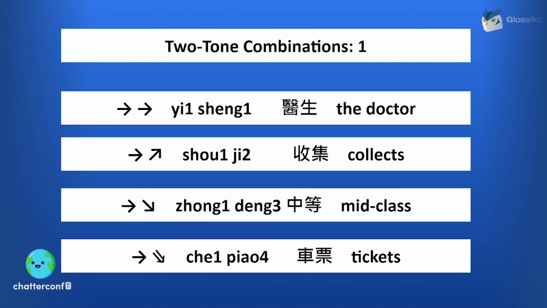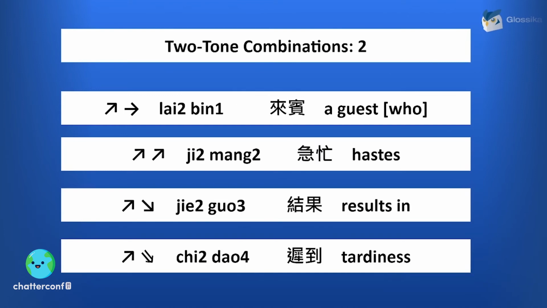So, 医生收集中等车票. Now, here's a funny sentence you can put together. The doctor collects mid-class tickets. 医生收集中等车票. And then you can put 2-character words into a sentence and you get the first tone combinations there. The second tone combinations, 来宾急忙结果迟到. So you put this together into a silly sentence. A guest who hastes results in tardiness. So 来宾急忙结果迟到. I think if you practice this in sentence form, you get a feeling for using each one of those tones properly.